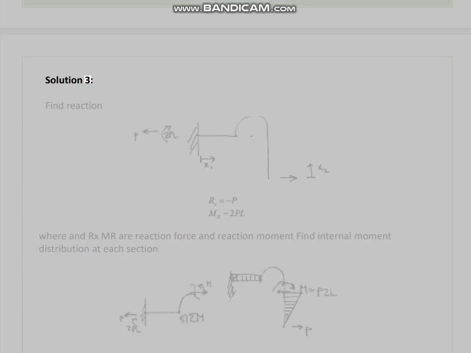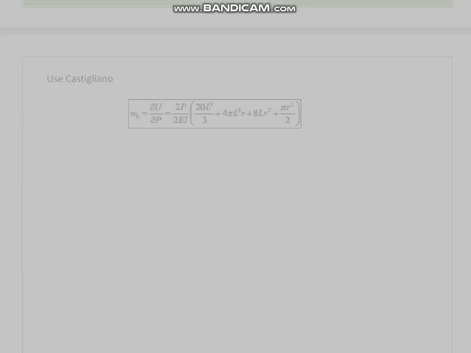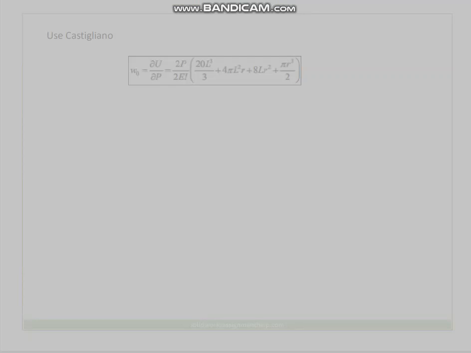Solution 3. Find reactions, where Rx and MR are the reaction force and reaction moment. Find the internal moment distribution at each section. Section AB. Section BC. Section CD. Calculate strain energy. Use Castigliano.